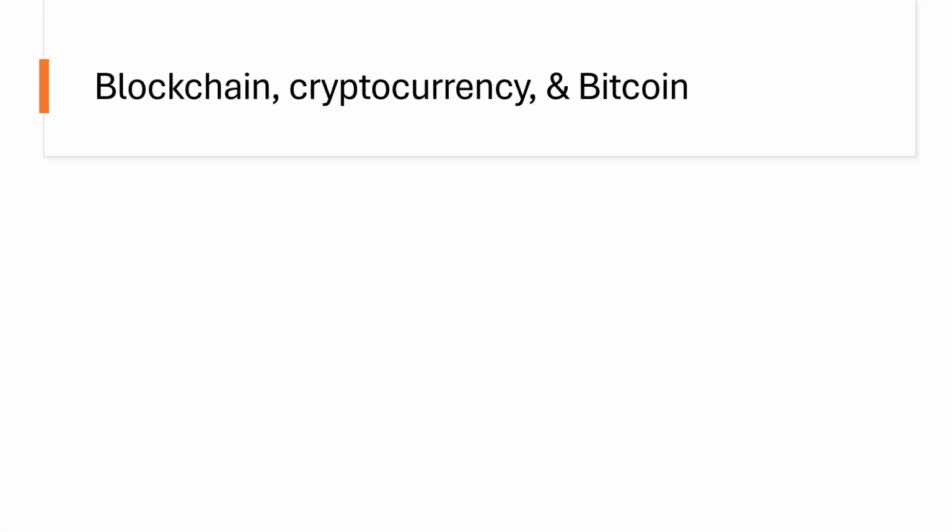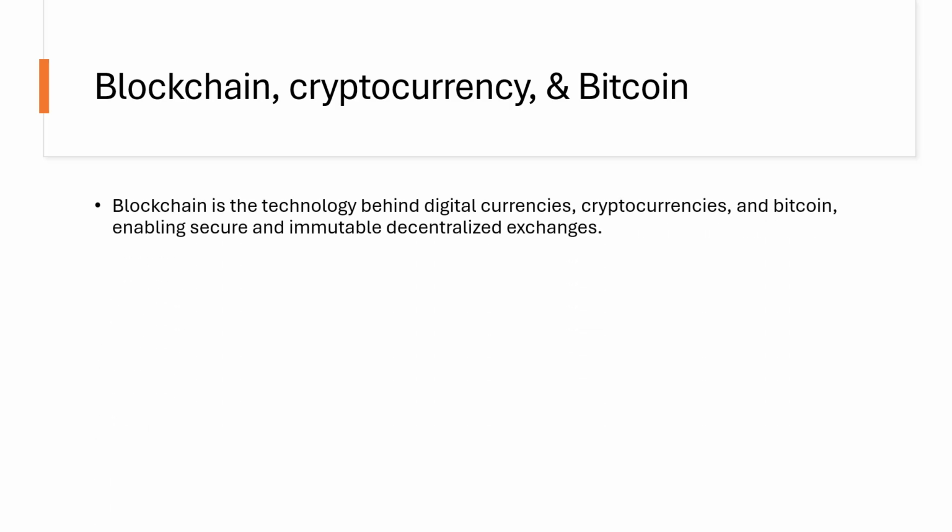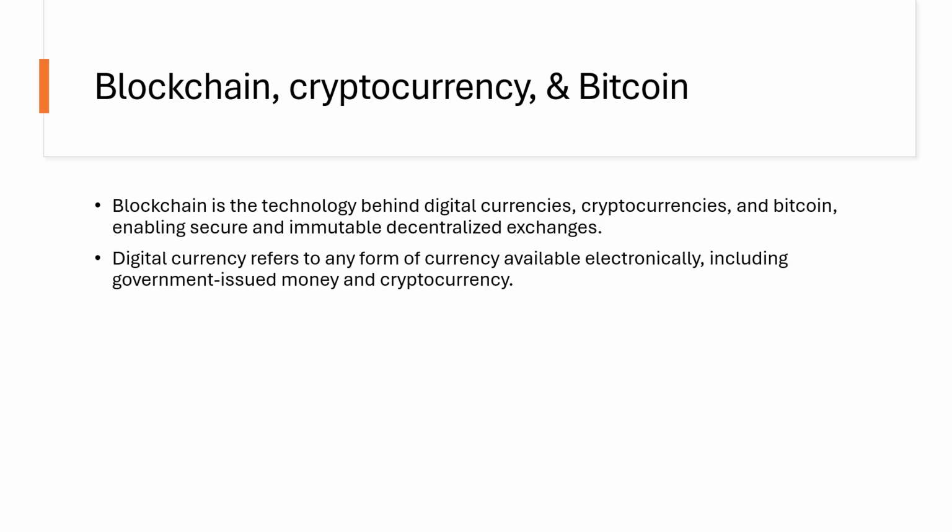Blockchain, cryptocurrency, and Bitcoin. Blockchain is the technology behind digital currencies, cryptocurrencies, and Bitcoin, enabling secure and immutable decentralized exchanges. Digital currency refers to any form of currency available electronically, including government-issued money and cryptocurrency.